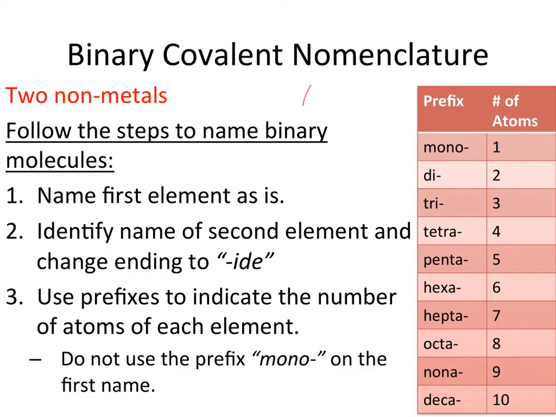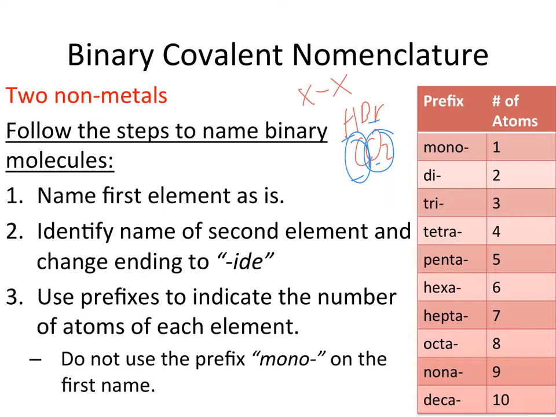Binary just means that it's made up of 2 elements. So it could be like HBr or CO2. It doesn't matter how many there are of each element, we just have 2 types of elements, CO, HBr. The first thing we need to do is name the first element as is. So in this case, the first element would be this one. And then the second element we just change to ide.